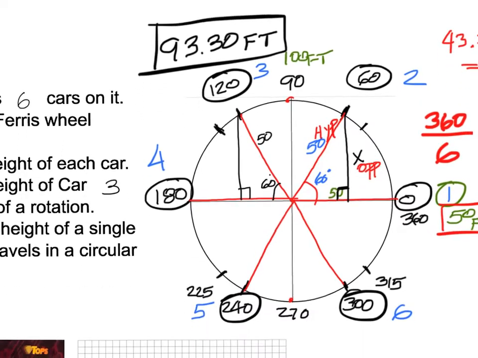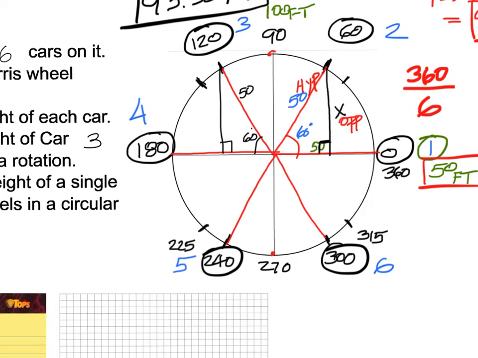Car 4 is another easy one. It's just 50 feet, because it goes up even with the center of the circle. If the radius is 50, that one has a height of 50. Do we have to solve for car 5?